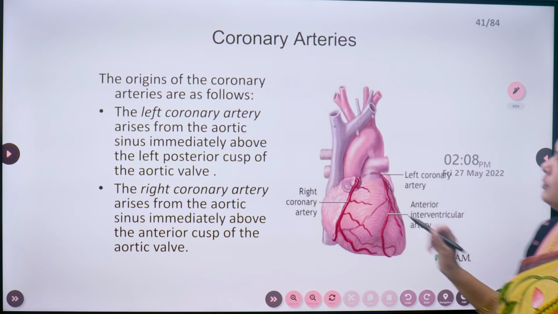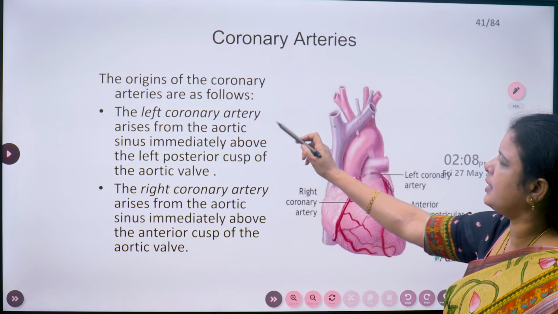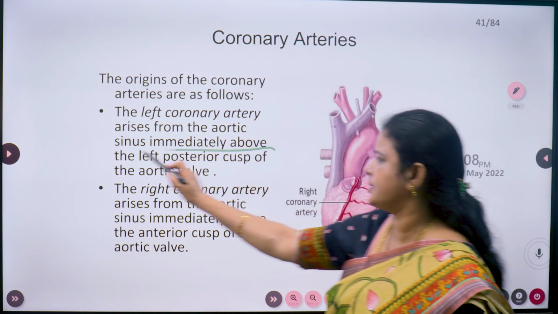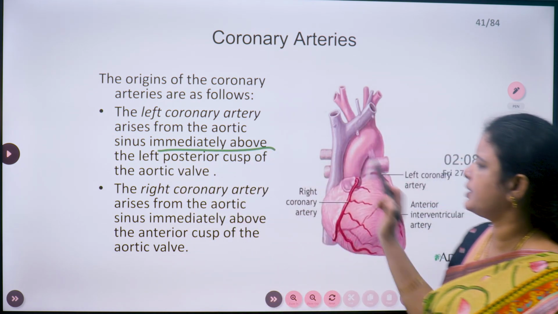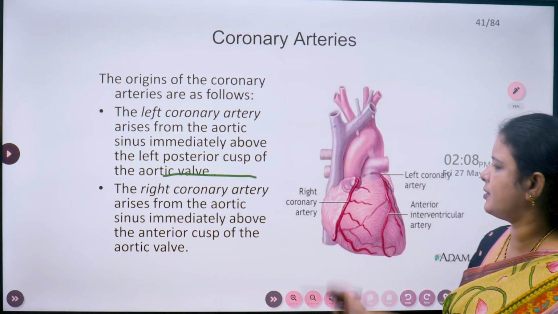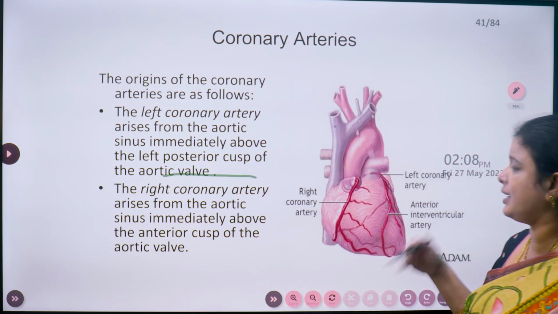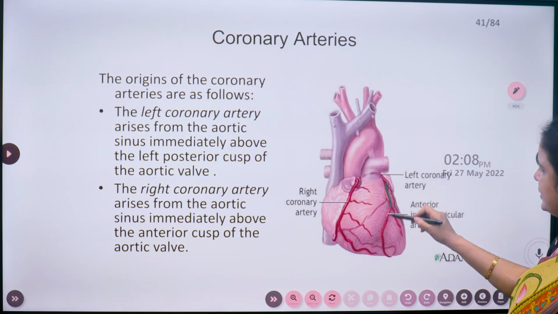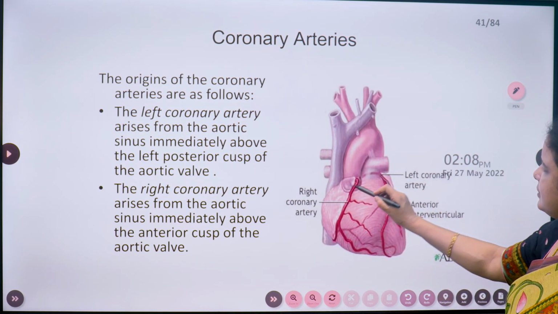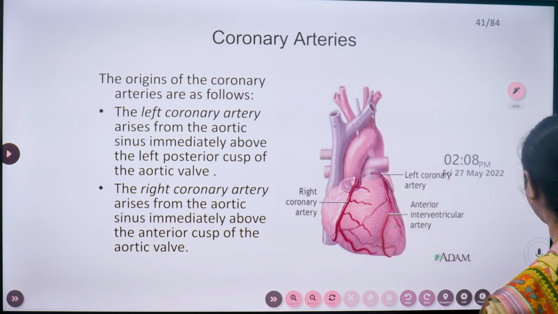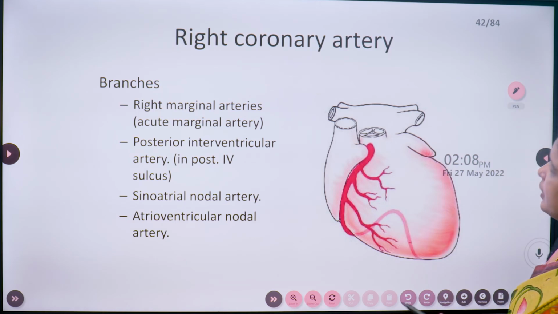Okay, so the origins of coronary arteries: left coronary artery arises from the aortic sinus, and the left posterior cusp of the aortic wall. Right coronary artery arises from the aortic sinus immediately above the anterior cusp of the aortic wall. Okay, this is left and this is the right coronary artery. So they will form like a collateral.